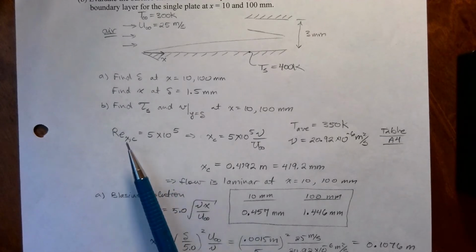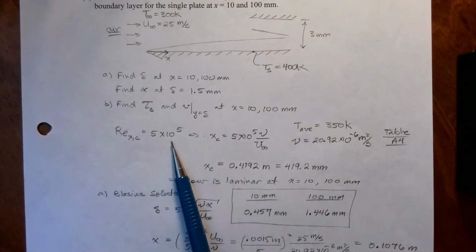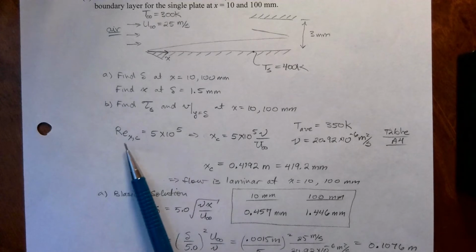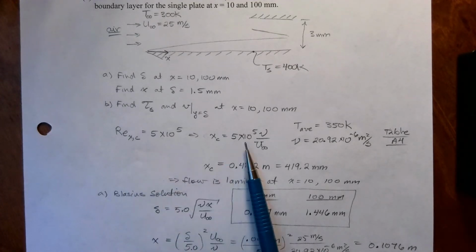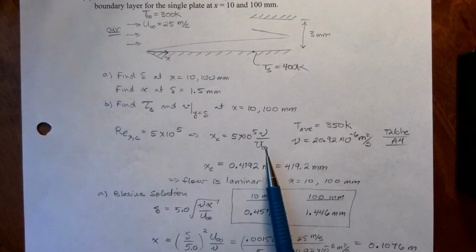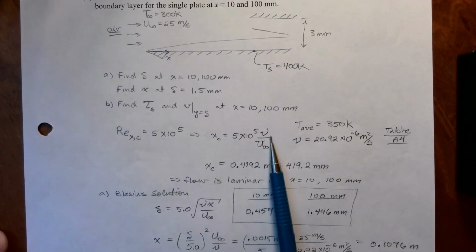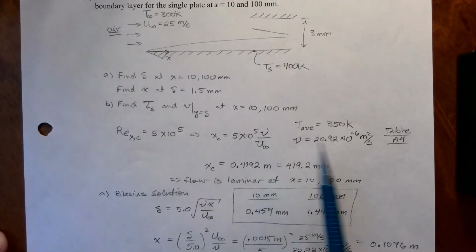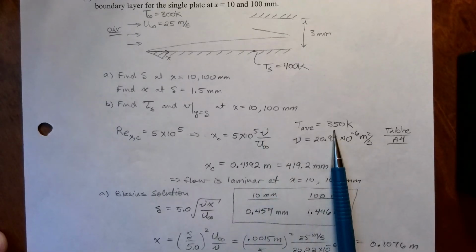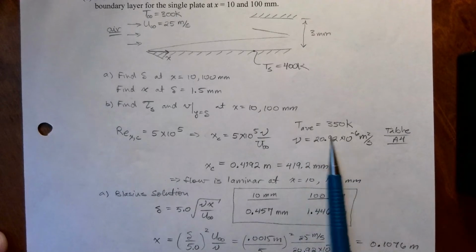So to calculate that critical distance, take the Reynolds number, set it equal to 5 times 10 to the 5th. That Reynolds number is u times x over nu. Solve for x: x is 5 times 10 to the 5th, nu over the upstream velocity. For that nu, it has to be evaluated at the film temperature. The film temperature is 350. Go to the table and get the corresponding kinematic viscosity for that.